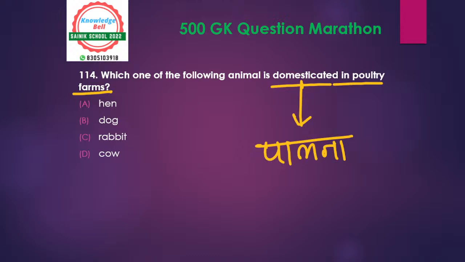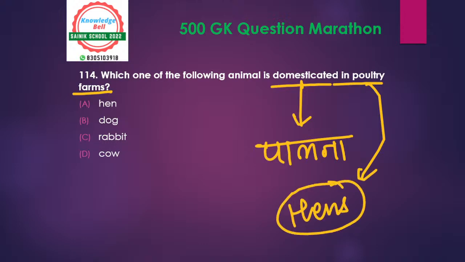But which animal is domesticated in a poultry farm? Poultry is a term we must keep in mind that is associated with hens. Wherever the term poultry comes, it means we are talking about hens. So in the poultry farm, we are going to find hens. So what will be the correct answer?